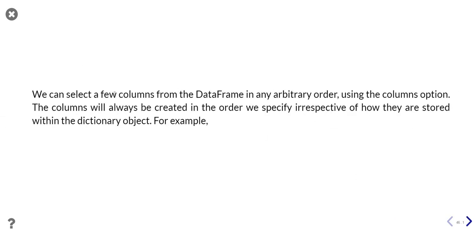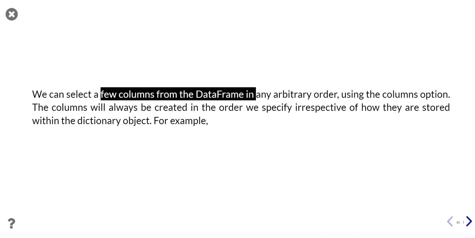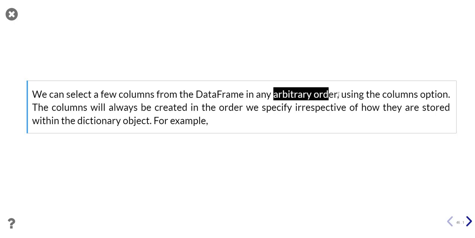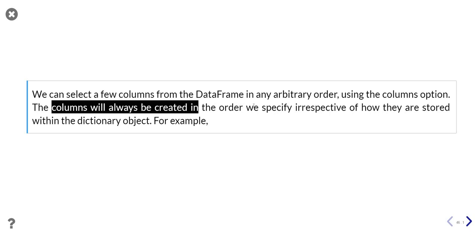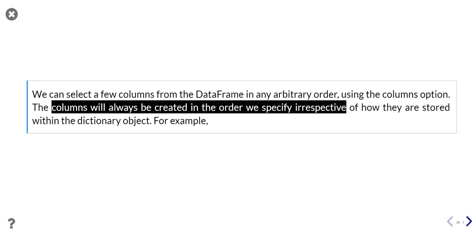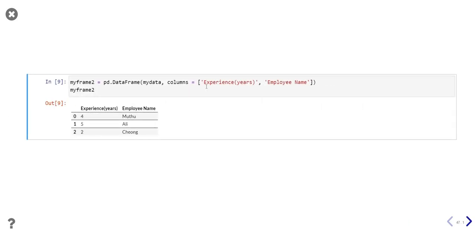We can select a few columns from the data frame. You can select any columns from the data frame in an arbitrary order. It doesn't mean that you have to follow a particular order. Using the columns option, the columns will be created in the order we specify, rather than how they are stored within the dictionary object. So the order of the columns depends on which order we specify. If we put the experience years before the employee name, then that's how it's going to be constructed.